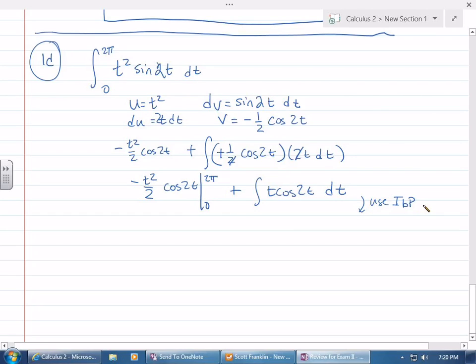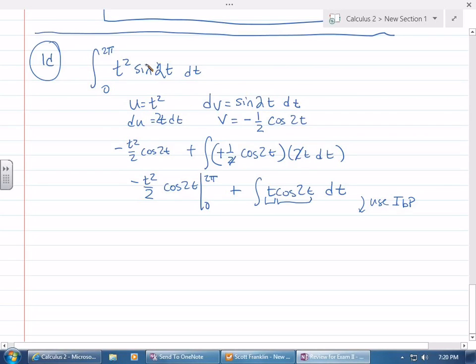So what do you mean you can't? Well, I can't, because I've got a function of t times a function of t. Oh, okay. The only way you can handle that is either by substitution or by integration by parts. You just do it again. So I'm just going to do it again.